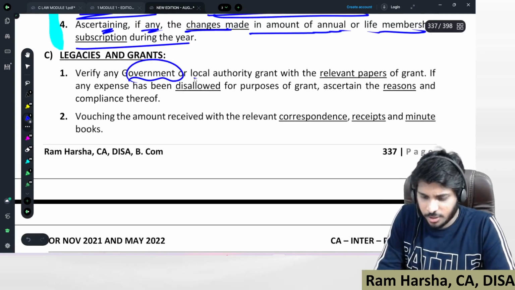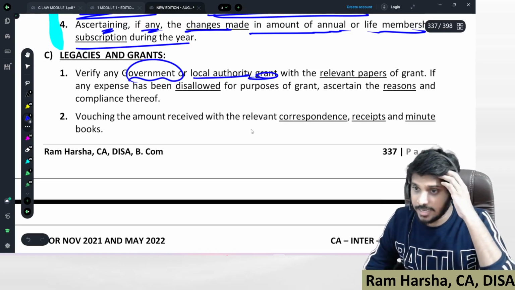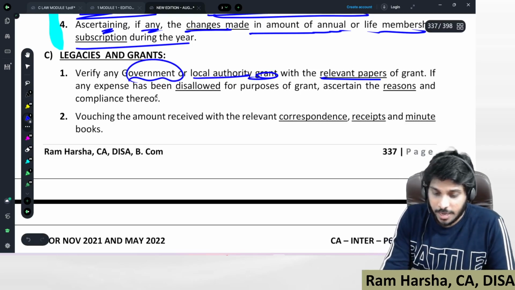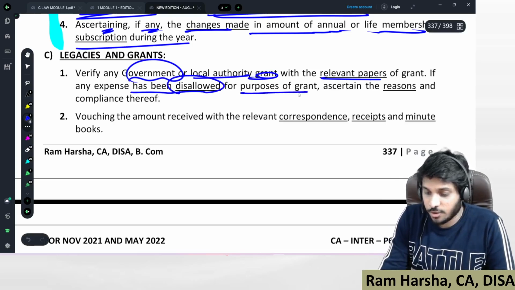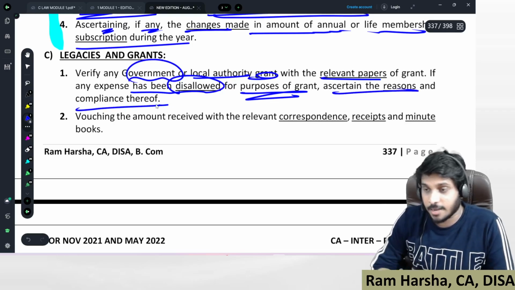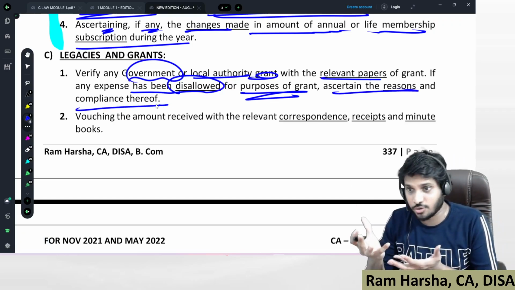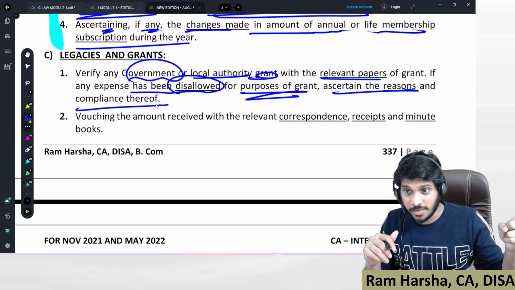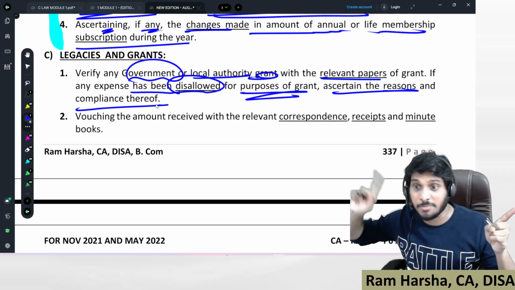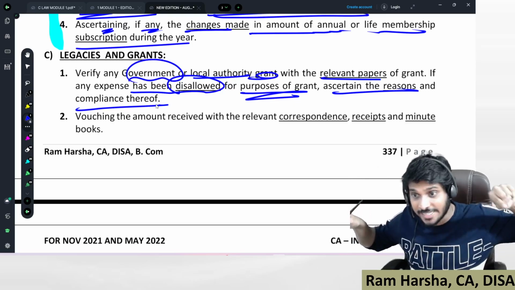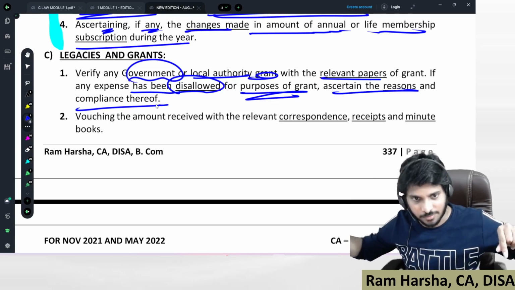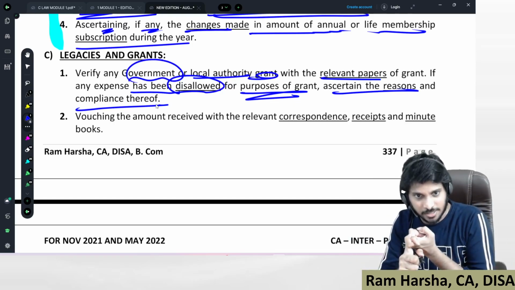Legacies and grant. Verify any government or local authority grant. Suppose if any grant has been received from government, check that. Check the relevant papers of the grant and see that any expenditure is disallowed for the purpose of grant. Ascertain the reasons and compliance thereof. Suppose government gave you some 10 crores donation, you spent some 2 crore. Out of 2 crore, 10 lakhs you spent for some other purpose not permitted by government. Okay, that 10 lakhs government will waive. I mean, government will take back. Okay, government will cancel the grant.